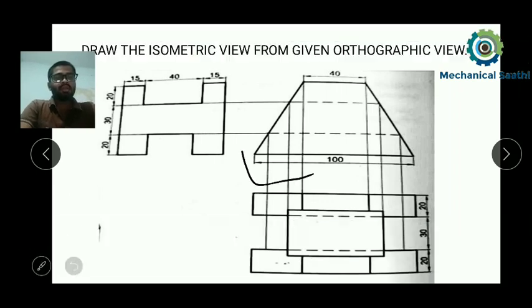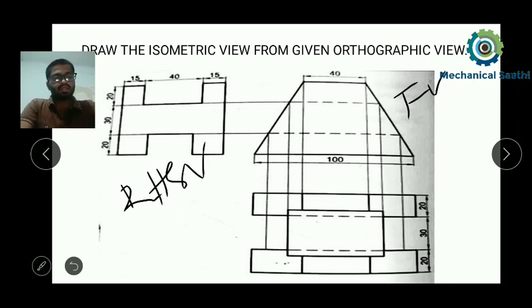Always in the middle the front view will be placed. If this is the front view, then this is the right side view, which is placed at the left, and this is the top view, which is at the bottom. So this drawing is drawn according to first angle projection, because in first angle projection the left side view is drawn at the right, and the right side view is drawn at the left, and likewise for the top view and bottom view. So this is your front view, this is your right hand side view, and this is your top view.